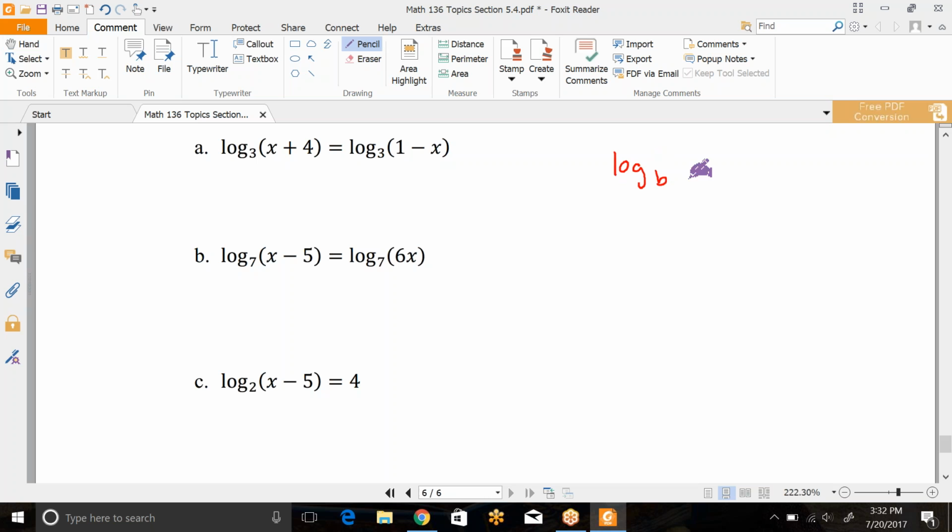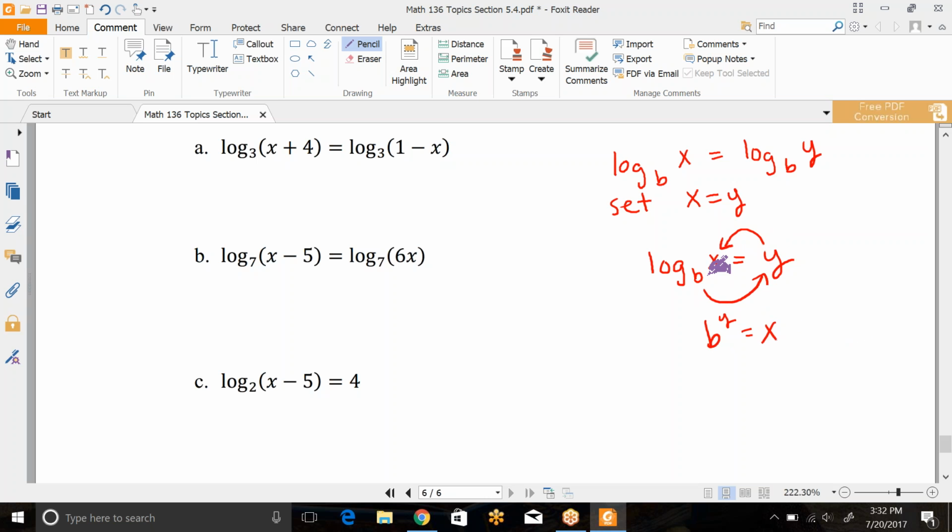If you have a log with the same base on each side, it has to be a single log, same base, one on each side, then their arguments are equal to each other. So that's how you solve those. If you have a log on one side and a non-log on the other, you can't set x equal to y. That does not work. In this case, you have to convert to be able to solve. So b to the y equals x. So that's essentially the two different ways that we can solve logs, and it depends on what they look like whether we choose method 1 or method 2.